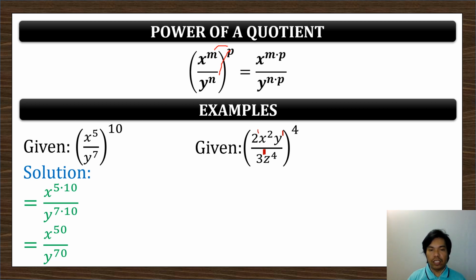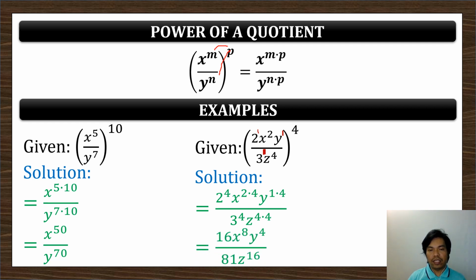So once we distribute yung ating exponent na 4 galing sa labas, magkakaroon tayo ng result na 2 raised to 4, x raised to 2 times 4, and y raised to 1 times 4, divided by 3 raised to 4 times z raised to 4 times 4. So when we simplify this one, 2 raised to 4 is equal to 16. And then yung x natin dito, ang exponent natin is 2 times 4, which will give us 8. And then yung y naman natin, ang exponent natin ay 1 times 4, so that will give us y raised to 4. At sa atin namang denominator, we have here 3 raised to 4, which is equal to 81. And then yung atin namang z ay magkakaroon tayo dito ng exponent na 16 because we have z raised to 4 times 4.